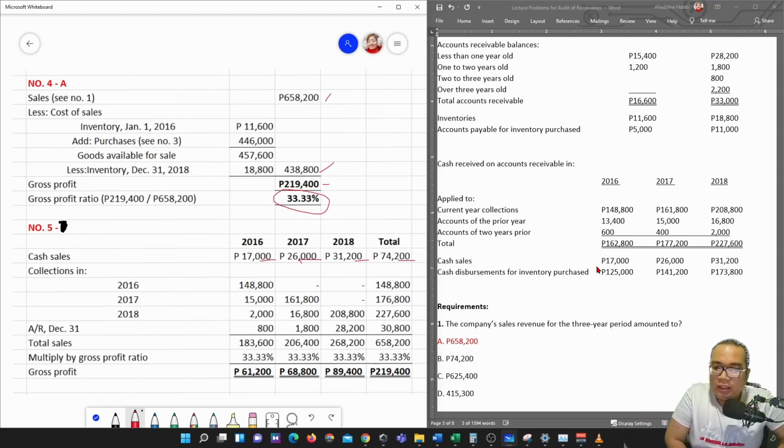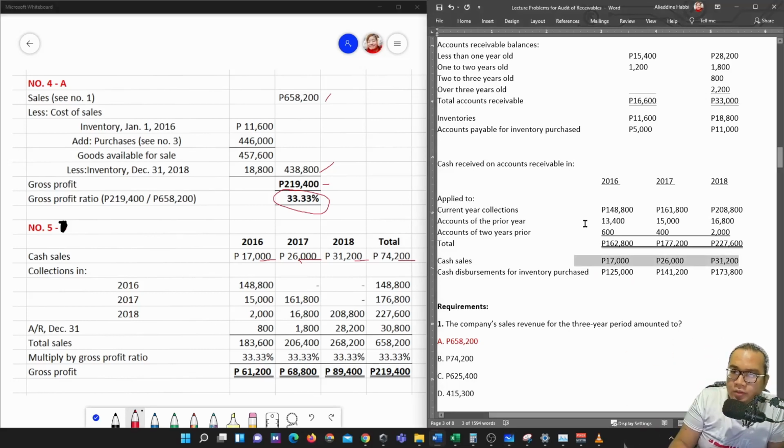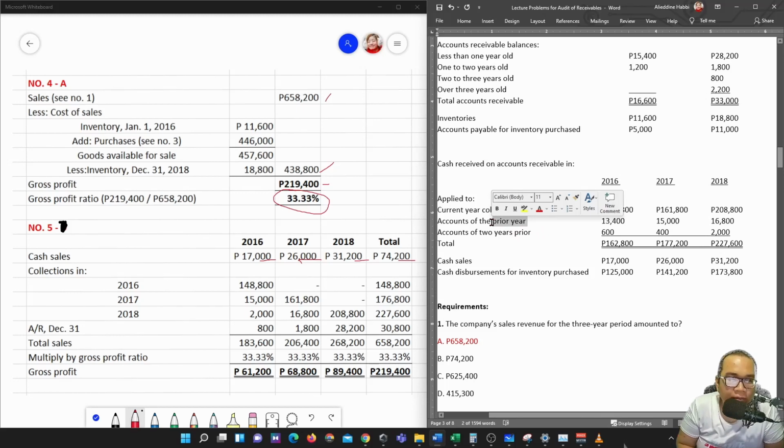Kasi tulad ng collections, makikita mo magkano yung AR talaga nila, yung receivables talaga nila. So in this case, current year collections for 2016, 148,800 pertaining to a transaction on sales that occurred in 2016. Ngayon, ito yung na-collect for 2016. Kita mo dito sa column ni 2017, accounts that was collected kung saan yung account na yan prior year.